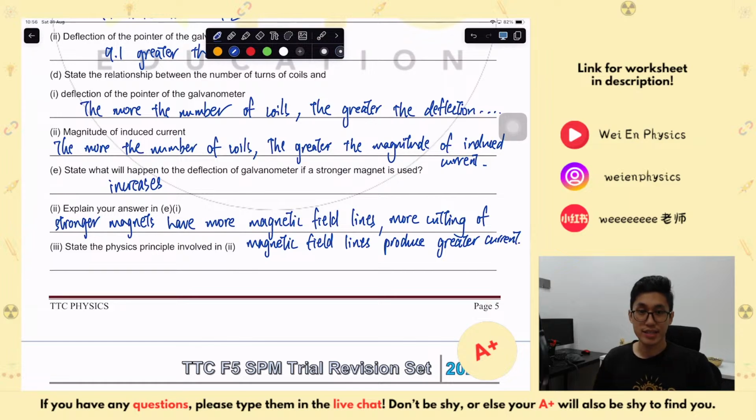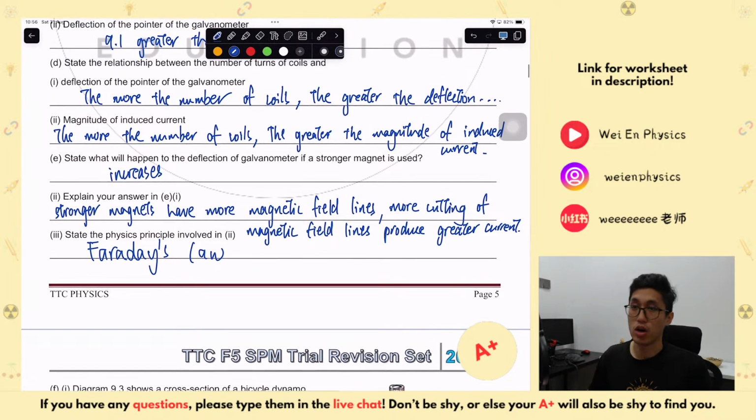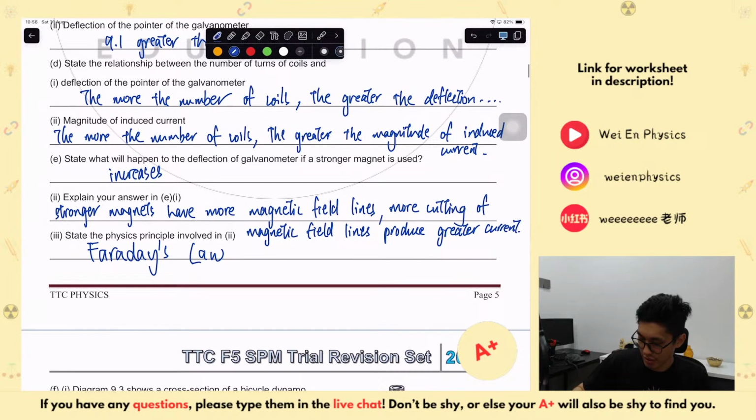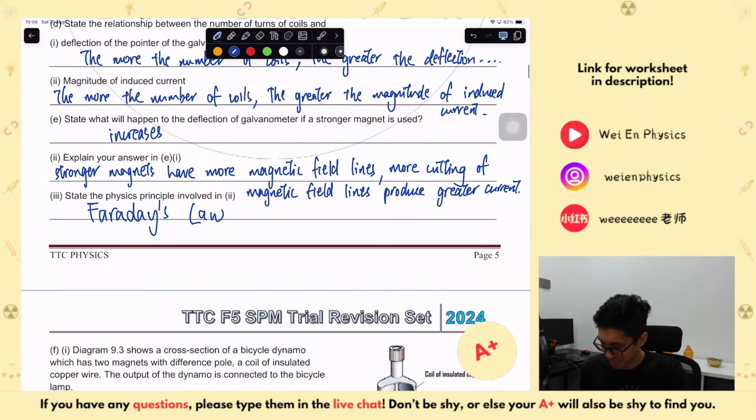Okay, this physics principle is actually called Faraday's principle or Faraday's law. Basically, this person, he just said that, oh, if you cut more, you produce more electricity. If you increase the rate of cutting, you produce more electricity. Yeah, a bit bullshitting lah, a bit like just saying the obvious lah, but then yeah, he said it, so it's his law lah.